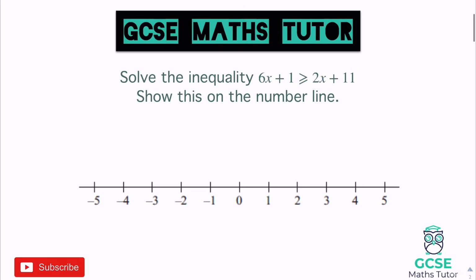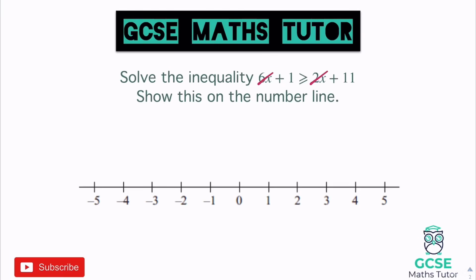Here it is. Okay, so this inequality here, we've got 6x plus 1 is greater than or equal to 2x plus 11. So obviously we've got an x on both sides here, and I'm going to treat that just like when we have equations with x's on both sides. I'm going to eliminate the smallest x from both sides to start with. So the smallest value of x is that 2x there. So I'm going to minus 2x from both sides, which is going to get rid of it on the right, and it's going to reduce this 6x on the left here.